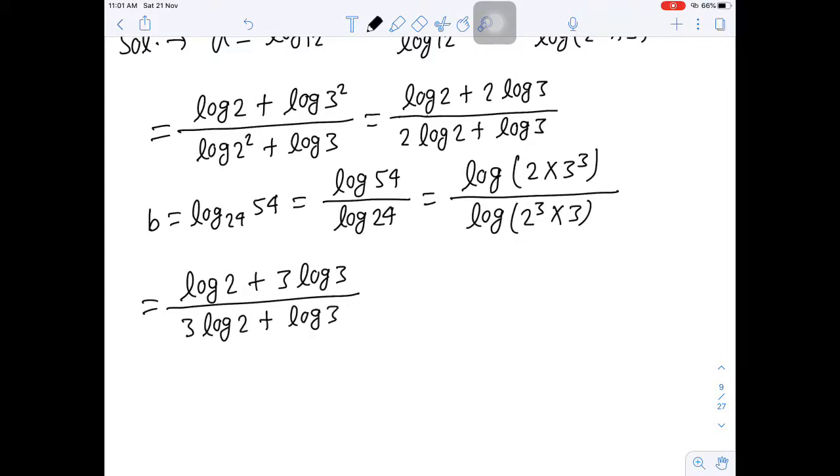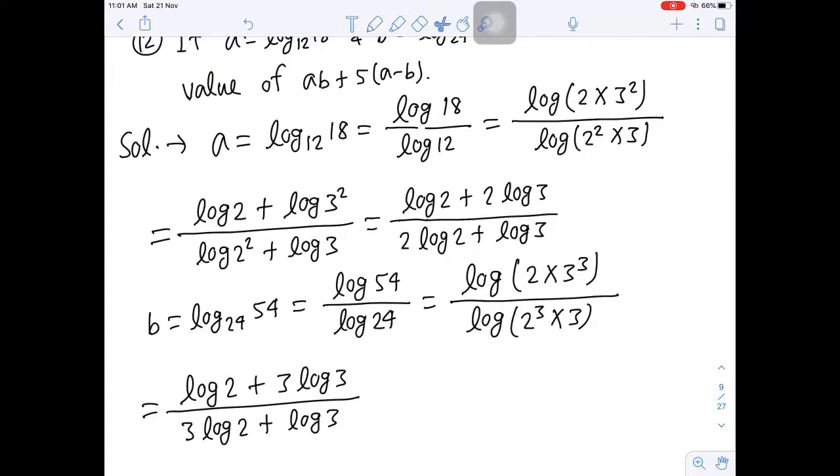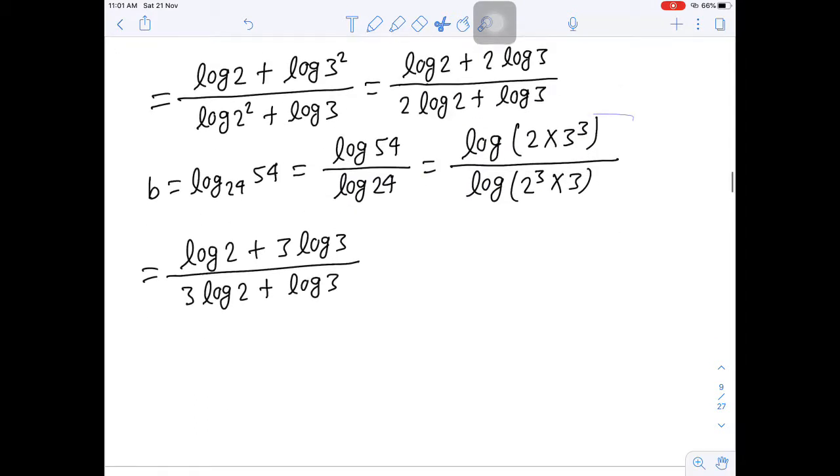Okay, then we need to simplify ab plus 5 times a minus b. Now one more thing we can do is try to express this entire expression in terms of one variable. In terms of one variable, I will tell you what we can do.